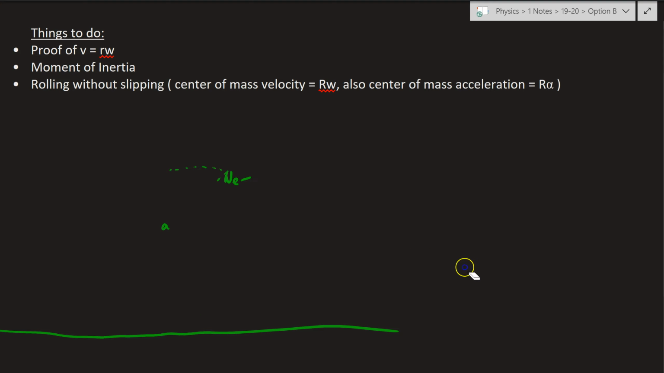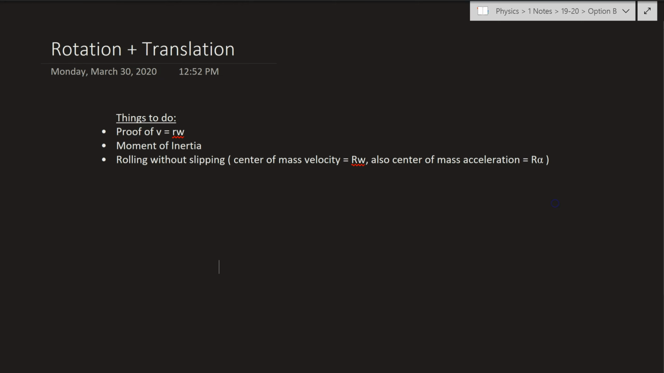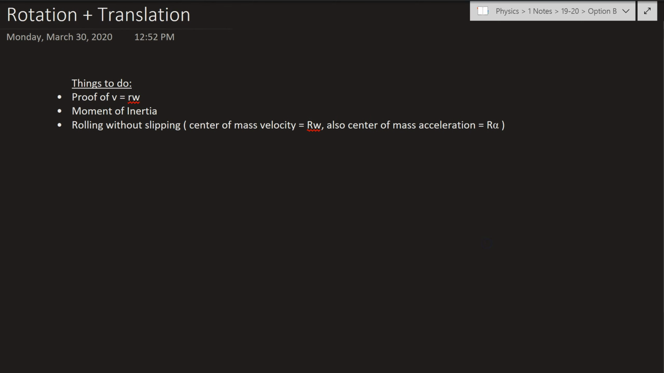But before we do all that, we need some relationships that we may have seen before, but that you may have forgotten. The first one is this V equals R omega relation, which is extremely useful when you're dealing with bodies that are rotating and translating at the same time. And it needs a little bit more explaining. It's a little misleading the way that it's written just in general right here.